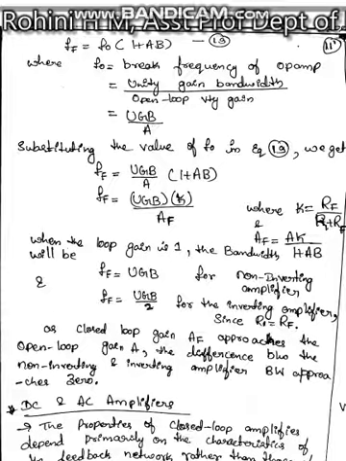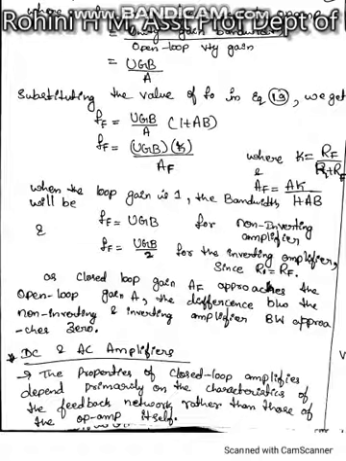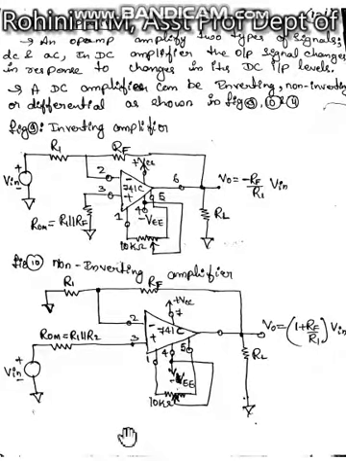Then we'll speak about DC and AC amplifiers. The properties of a closed loop amplifier depend primarily on the characteristics of the feedback network. So the amplifier will always depend on the feedback network rather than only on the op-amp itself. The DC amplifier we'll discuss first. Here we are considering a non-inverting amplifier.